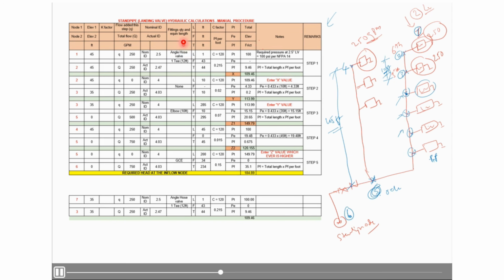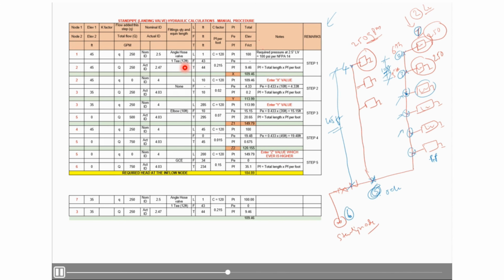Fine. So now here we have fittings quantity and equivalent length, because from 1 to 2 node we have a landing valve or hose valve. Apart from that we have an elbow. Fine. If the line extends till the air vent, then we will consider this as T. So I consider it here as T.